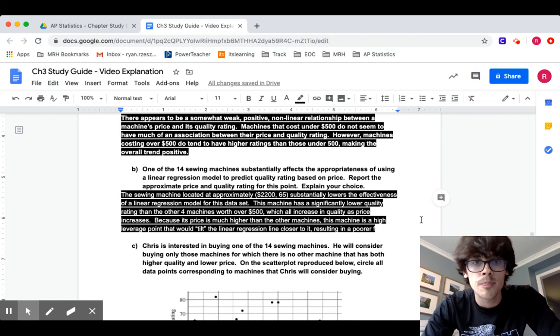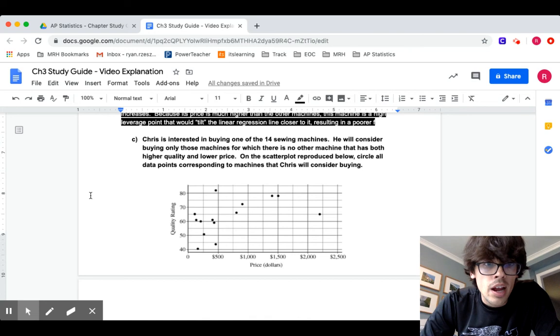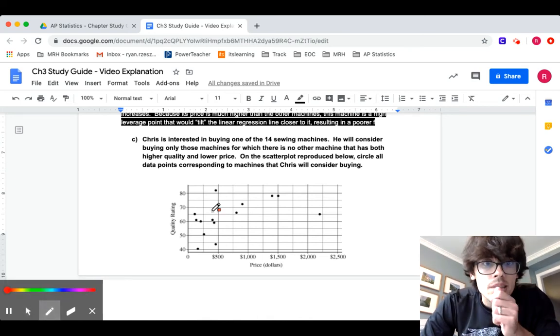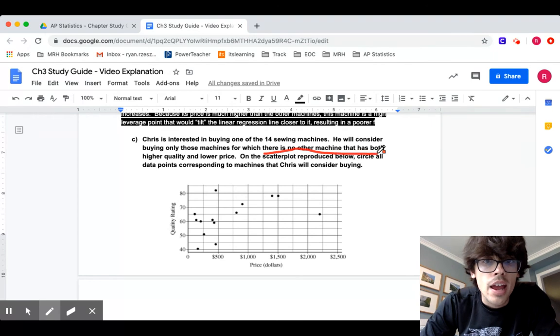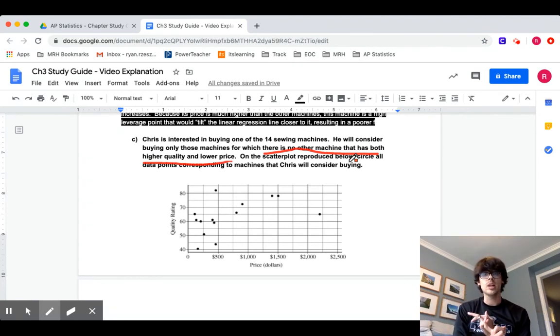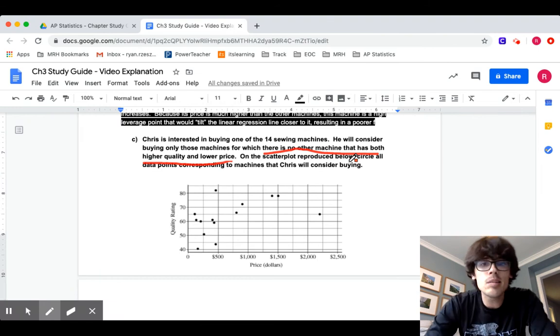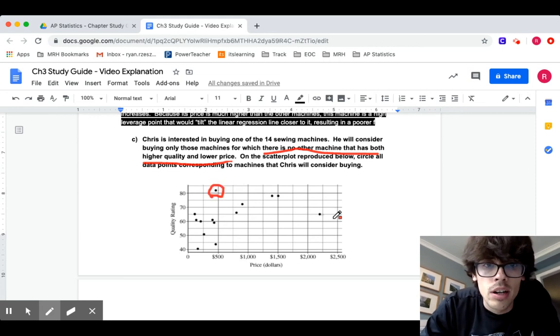So final question here, and this one's a little bit of a brain bender. They say that this guy is interested in buying one of these 14 machines. He will only buy machines for which there is no other machine that has both a higher quality and lower price. So he's not going to buy the machine unless it's the best quality he can get for his money. Okay? So the best machine in this whole problem right here, we had to circle the points that he would actually buy. This machine, there is no machine that is better in terms of quality. That is the best machine out of all 14.